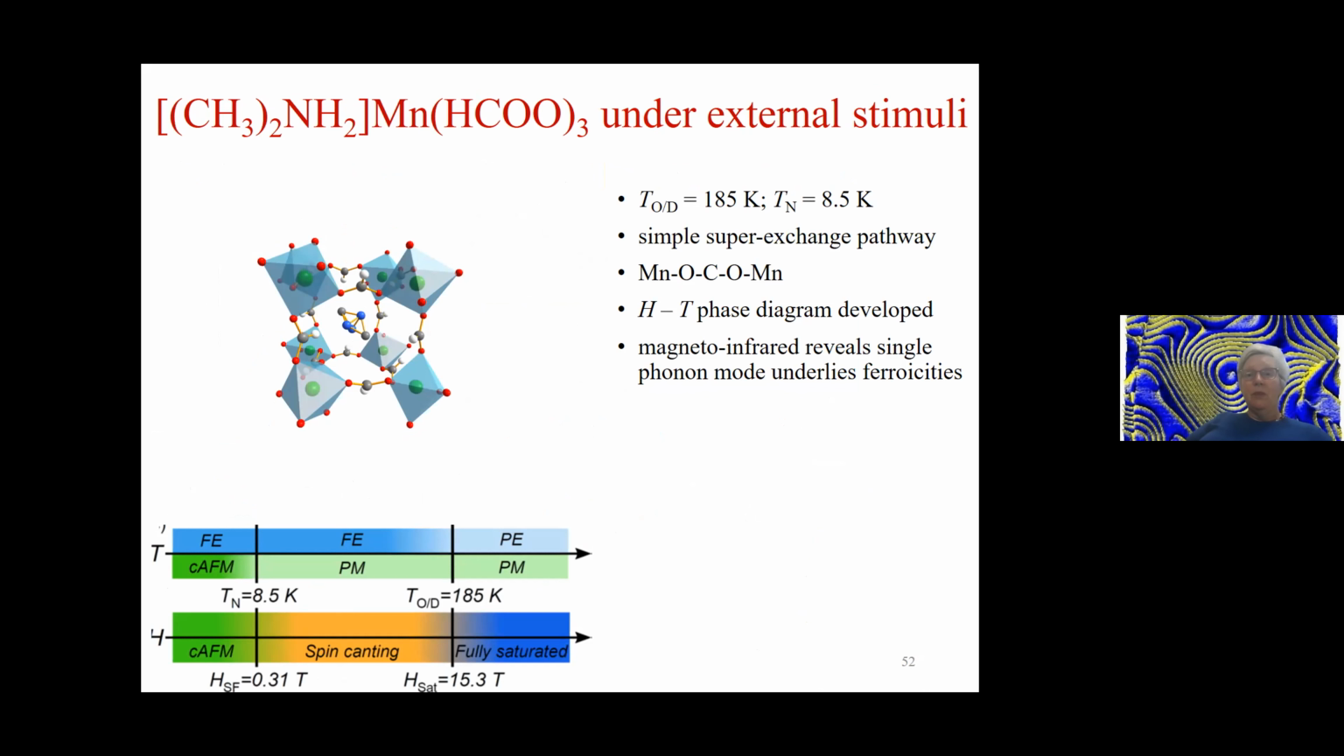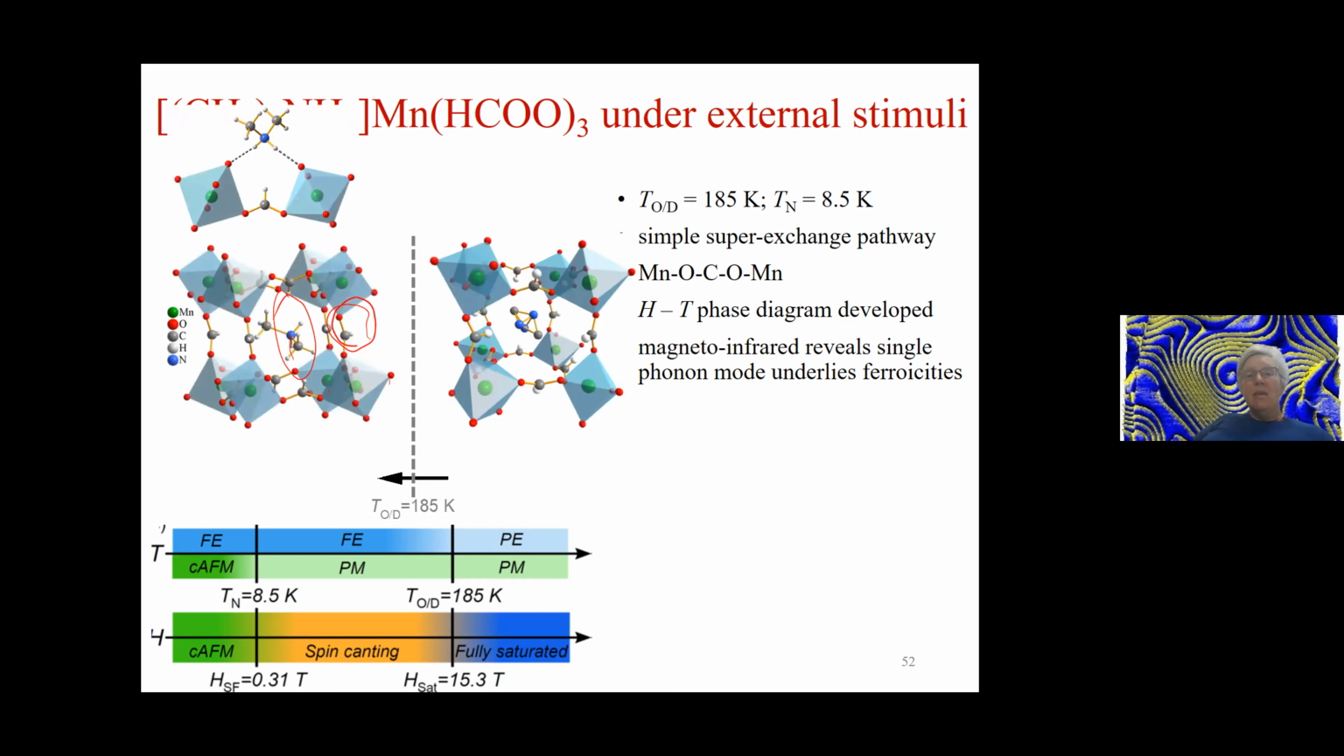At high temperature, the manganese centers form a square. They're connected with these formate linkers, and essentially the manganese is in an octahedron. The amine sits in the anion pocket here, and it's above the order-disorder transition at 185 Kelvin, so it's disordered, and then it orders and engages in long-range hydrogen bonding at low temperature. So the superexchange pathway is really simple. It just goes from manganese through the formate ligand to the other manganese.